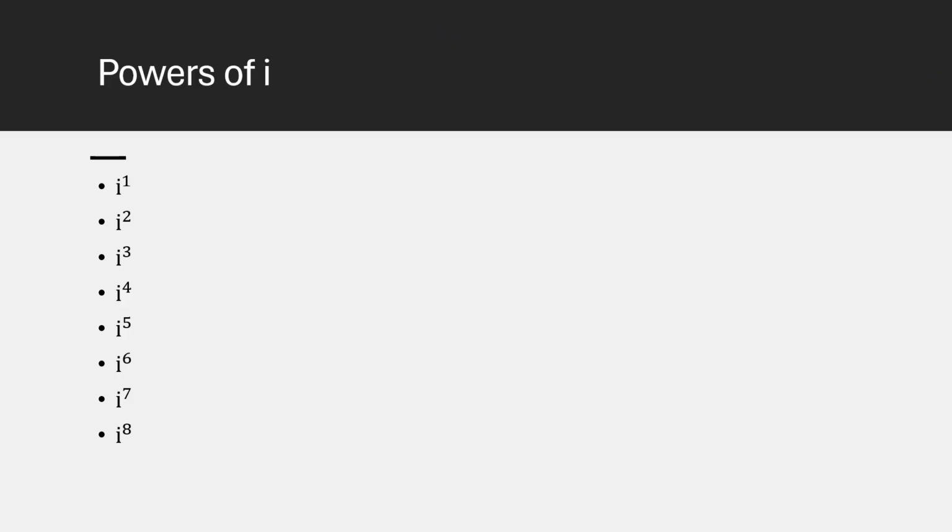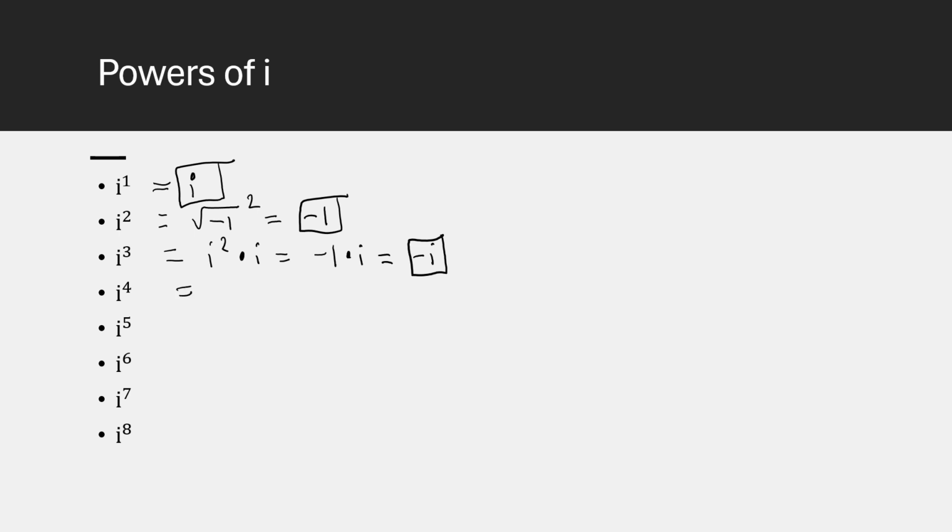So let's see the powers of i. i to the power of 1 is just going to be i. i to the power of 2 is going to be the square root of negative 1 squared, which is negative 1. Let me box these answers. i to the power of 3 is equal to i squared times i, which is equal to negative 1 times i, which is equal to negative i.